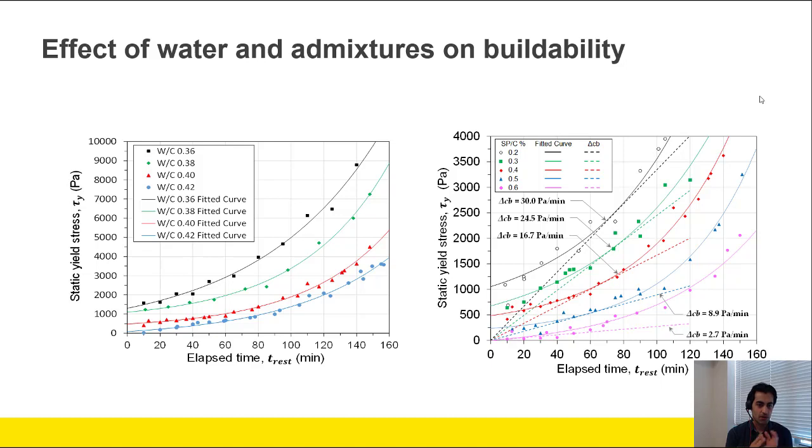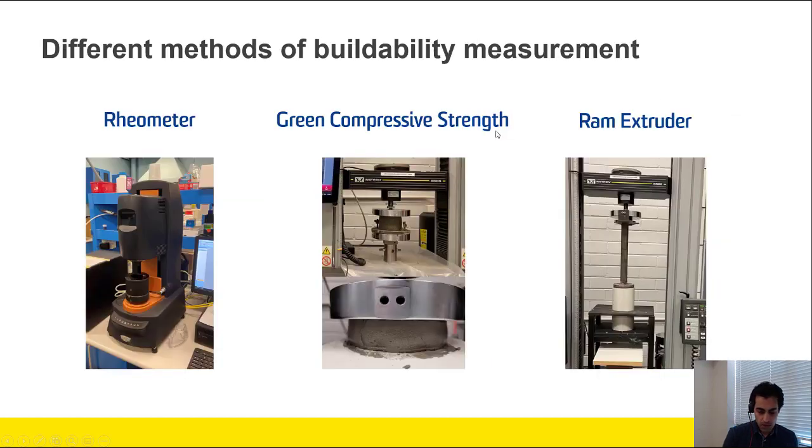And you can see, for example, that by increasing the water, the buildability limit might decrease, or if you add more superplasticizer, the same also happens. So compared to traditional concrete, adding more superplasticizer can help with better fluidity, but in 3D printing, having too much superplasticizer doesn't help with the buildability of the material. So that's one way that we can look at the rheology and the buildability measurements for concrete 3D printing, which we use a rheometer.